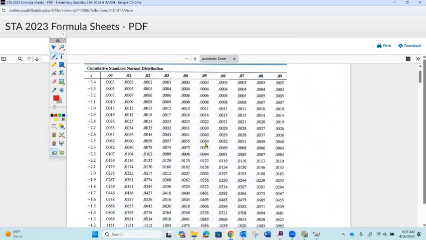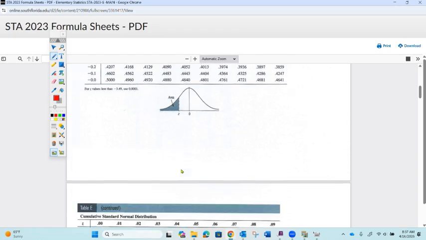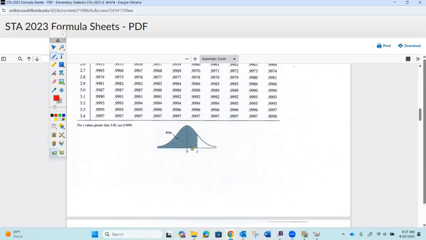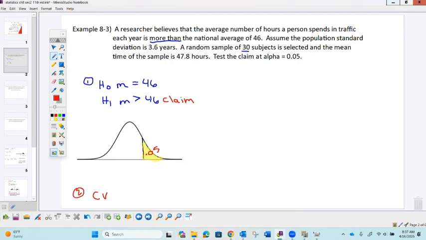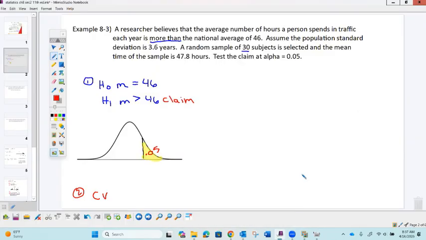Now the Z table looks like this. And notice the picture at the bottom. The Z table is 2 parts. Here's the negative side, here's the positive. The picture at the bottom reads to the left. What we are doing reads to the right. So we must do 1 minus before we look this up. I need it to read to the left. The whole thing represents 100% or 1.0. So I'm going to do 1 minus 0.05 and I get 0.95.